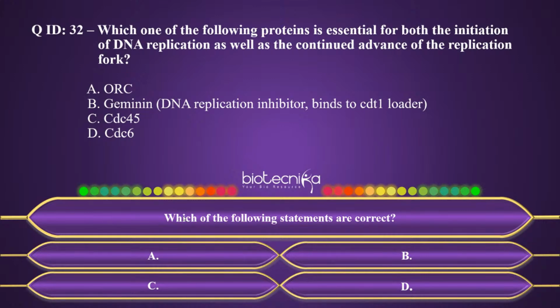Which you found here, right? So ORC is something which is required at the initiation, the starting of the replication, right? Then comes CDC45 and the other option is CDC6. So which one of the following options is correct? Which one of the following options says that this protein is responsible for the advancement as well as the initiation of DNA replication? Can anybody answer which would be the correct option here, if you have attempted this particular question?